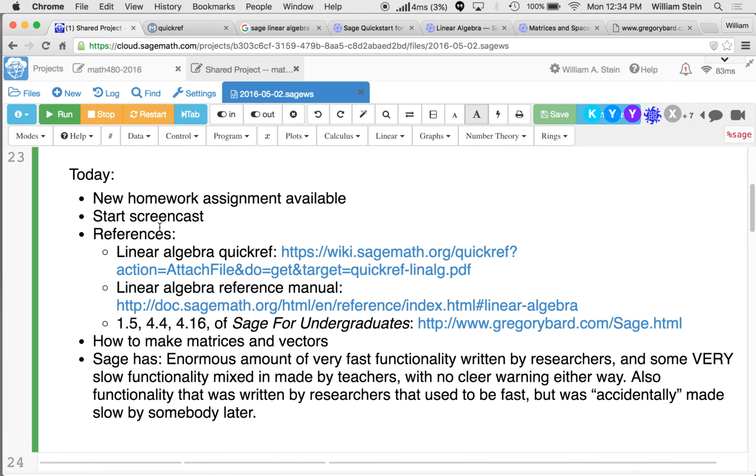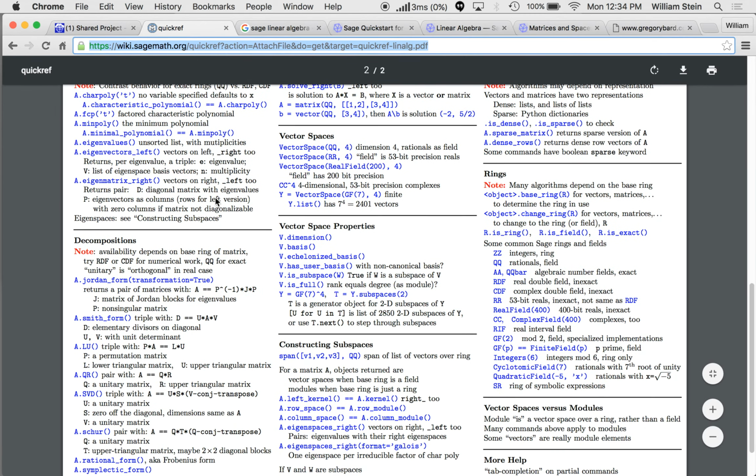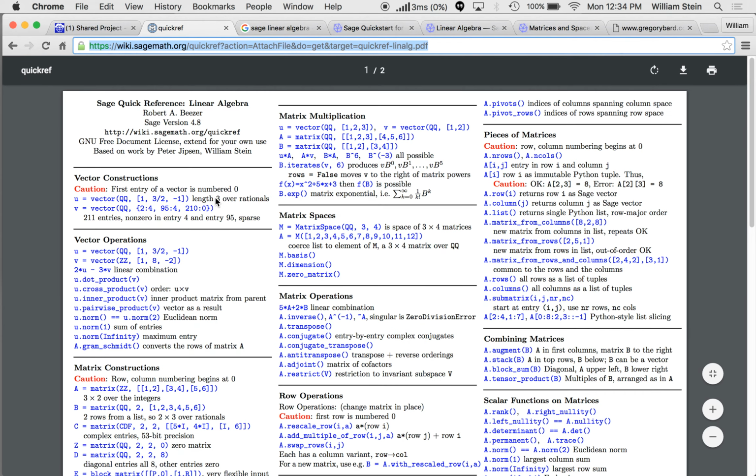Okay, so regarding linear algebra, now we're getting going. There are a couple of references that are worth looking at. One is this quick ref, and here's what it looks like. It's a nice little reference card that you can print out and keep under your pillow.